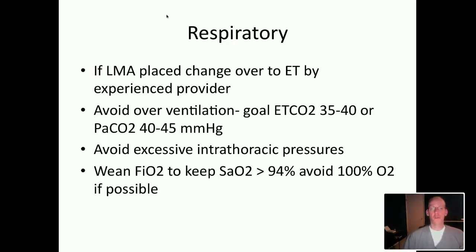So your goals should be an end-tidal CO2 of 35 to 40, which will approximately be around 40 to 45 on an arterial blood gas. It's important because you don't want to overventilate, which would cause cerebral vasoconstriction, and you don't want to underventilate, which would cause vasodilation, thereby possibly increasing the ICP. So just right, keep the PCO2 right at 40 to 45 on arterial blood gas.